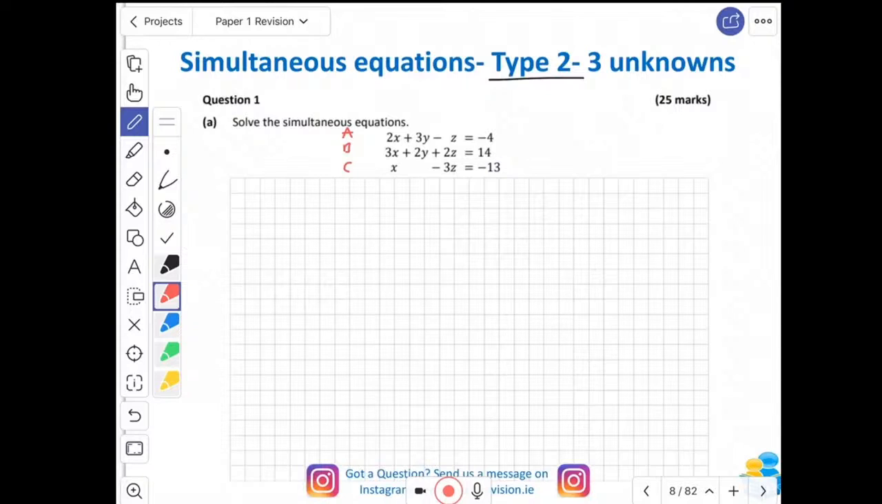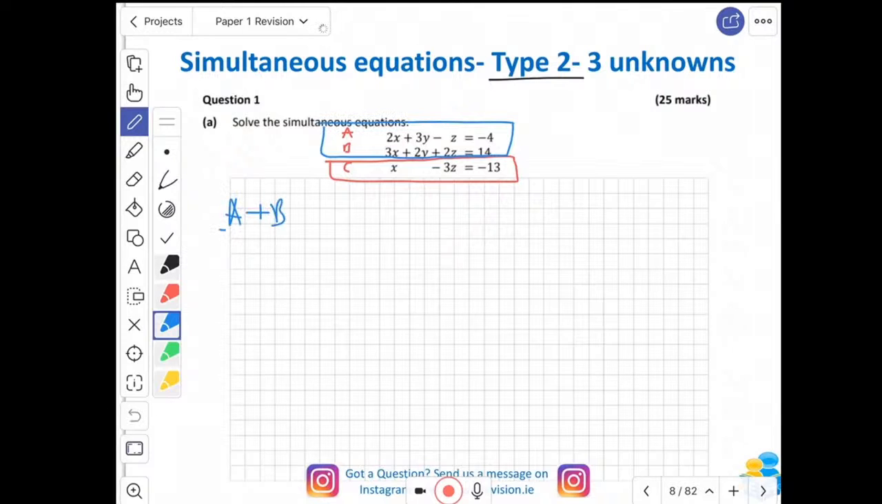So what makes this question a little bit easier is that your C only has 2 unknowns. It has an X and a Z. So that's kind of nearly like step 1 done for me. I already have an equation that only has 2 unknowns in it. So that's kind of nearly like the first bit done, makes this easier. So now I'm going to take A and B, and I'm going to say to myself, okay, let's get rid of the same letter that's missing from C, which is a Y.